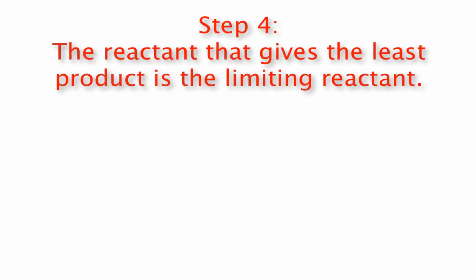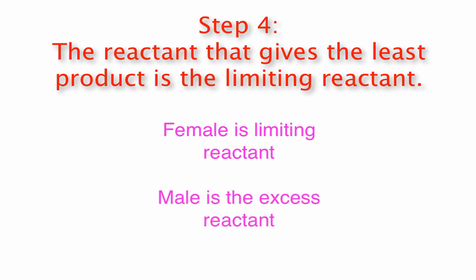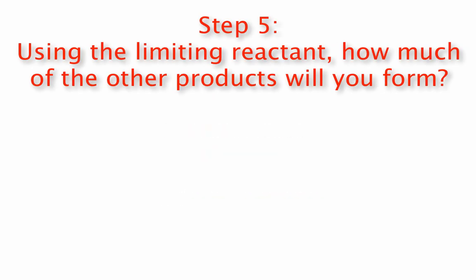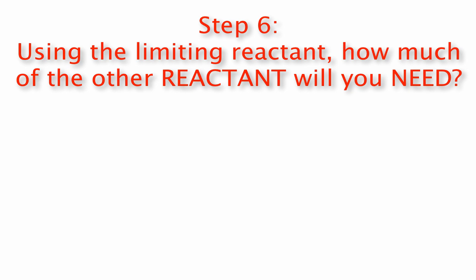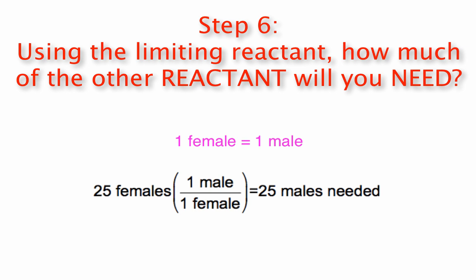Step 4. The reactant that gives the least product is the limiting reactant. In this case, females is the limiting reactant, not the 25 couples. The male is the excess reactant. Step 5. Using that reactant, the females in this case, how much of the other product will you form? Well, there's only one product in this example, so we can skip this step. Step 6. Using that reactant, once again, the females, how much of the other reactant will you need? The conversion factor is 1 male equals 1 female, so you need 25 males.